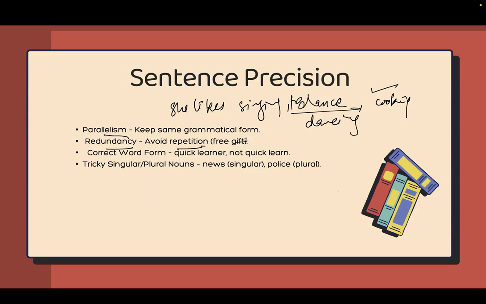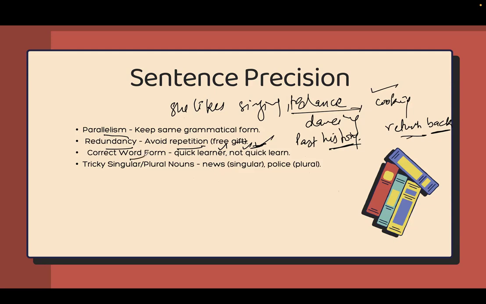Next is redundancy. Avoid repetition. Avoid unnecessary repetition in the sentence. For example, two words: free gift. Past history. History is also past, right? If I say return back, okay, two similar words. Just use history, return, gift. No need to add another word that means the same.